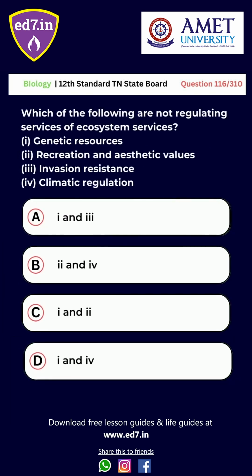Question number 116. Which of the following are not regulating services of ecosystem services? 1. Genetic resources. 2. Recreation and aesthetic values. 3. Invasion resistant. 4. Climatic regulation. The options are A, 1 and 3, B, 2 and 4, C, 1 and 2, D, 1 and 4. The right answer is option C, 1 and 2.